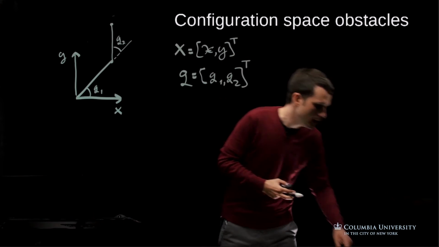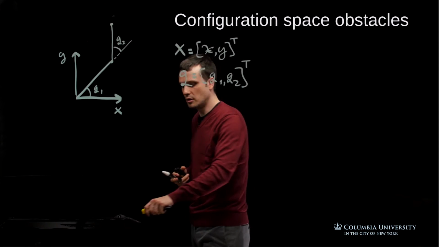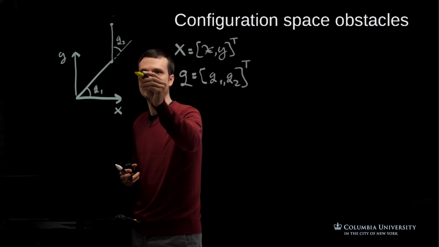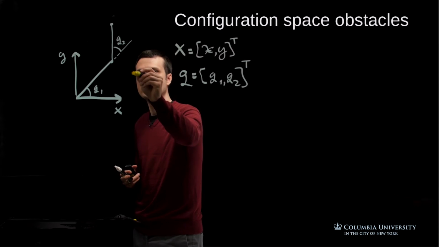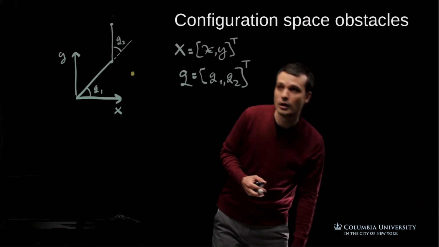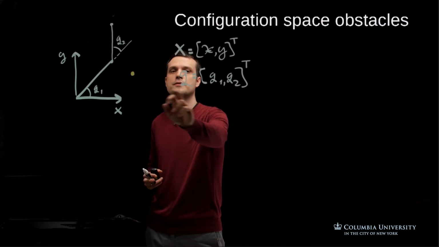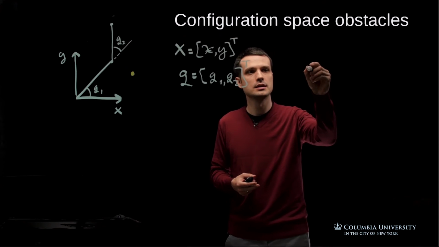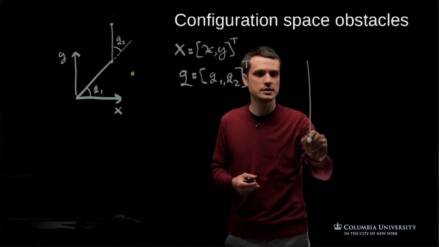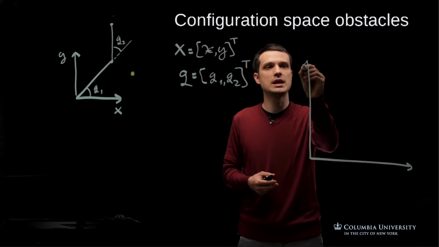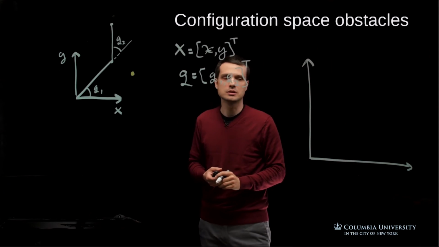Okay, and now let's say that we have an obstacle. I'm going to plot the obstacle, for example, right here in Cartesian space. What does this obstacle mean for us in joint space, in configuration space? So let's plot in configuration space the robot configurations that are illegal because they intersect that obstacle, right?